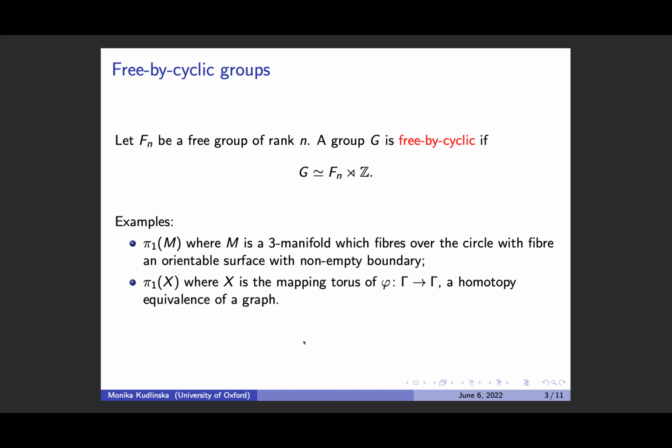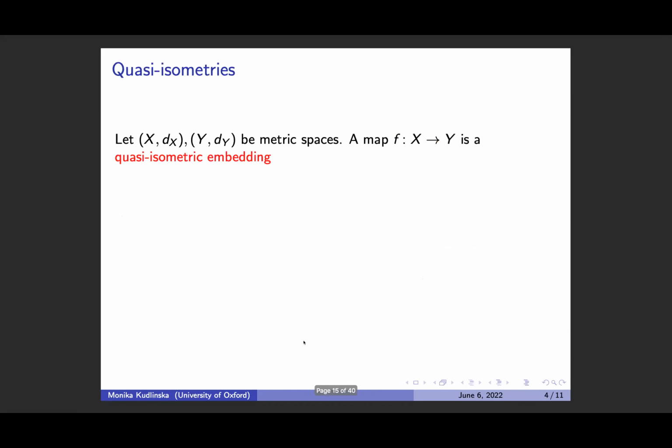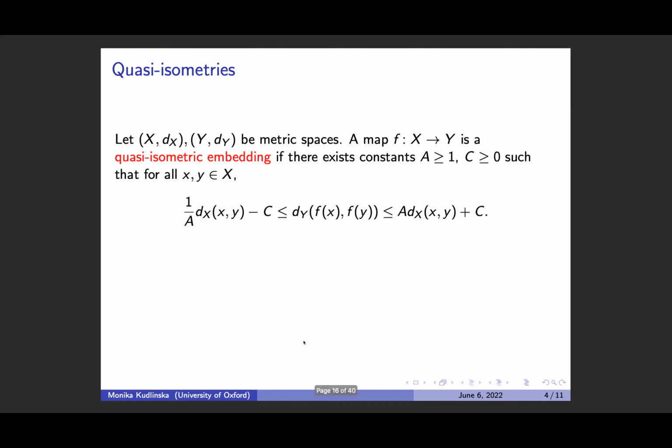But it's a good thing to keep in mind as an example if you haven't seen these groups before. Okay, so on to the next term in my title, quasi-isometries. If you haven't seen this before, let X and Y be two metric spaces. A map between these metric spaces is called a QI embedding, a quasi-isometric embedding, if essentially it's coarsely bi-Lipschitz. So for any two points in the domain, the distance between their images in the codomain is controlled by the distances in the domain in this uniform fashion.